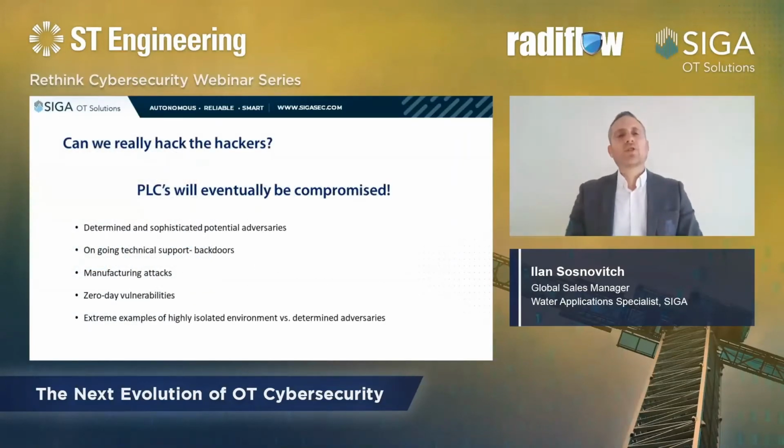And the question we need to ask ourselves is, can we really stop the hackers? Can we really seal off our networks so nobody will get in? I think the premise that any operator in OT environments has to have is that PLCs will eventually be compromised. Eventually, someone, if determined enough, will be able to infiltrate the PLC. There are many, many ways he can do that. He can infiltrate the PLC and eventually compromise the process itself by changing the logic in the PLC.